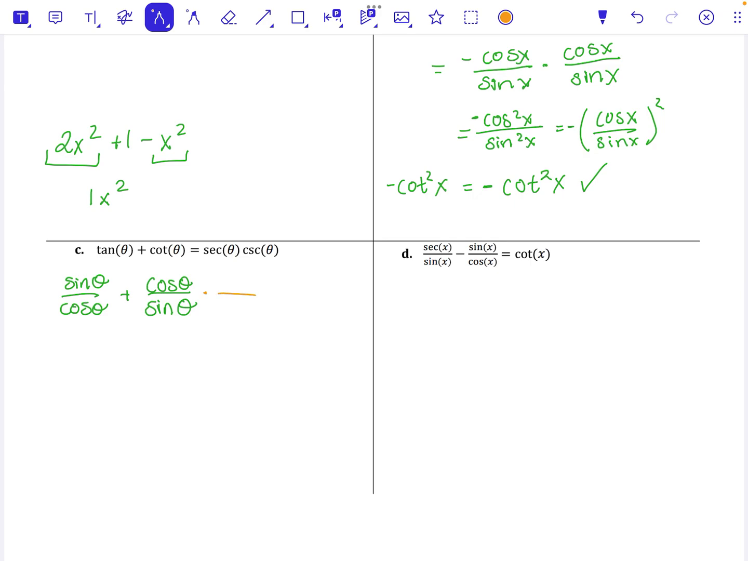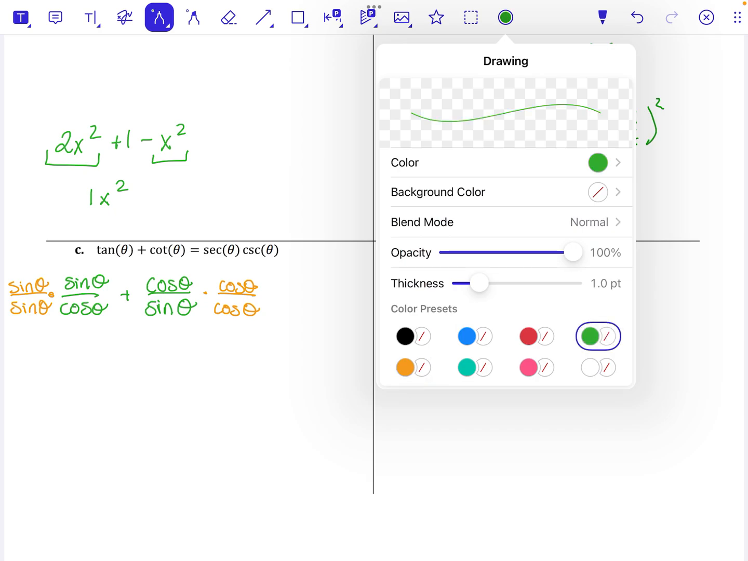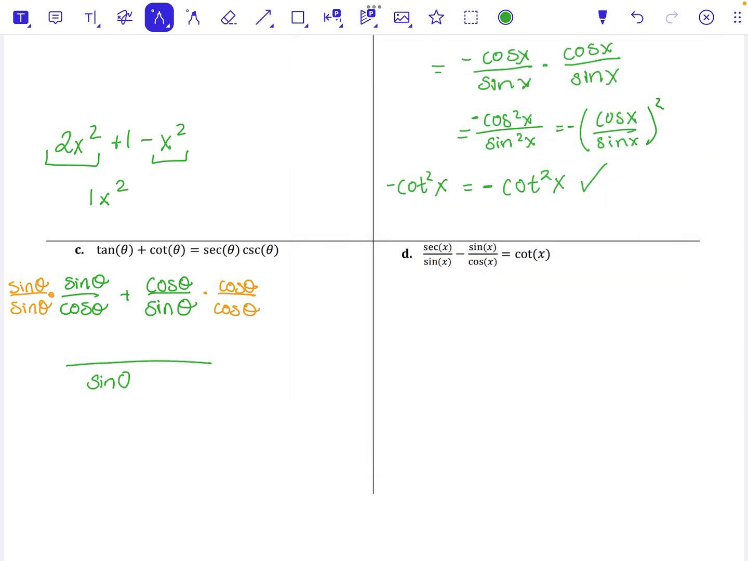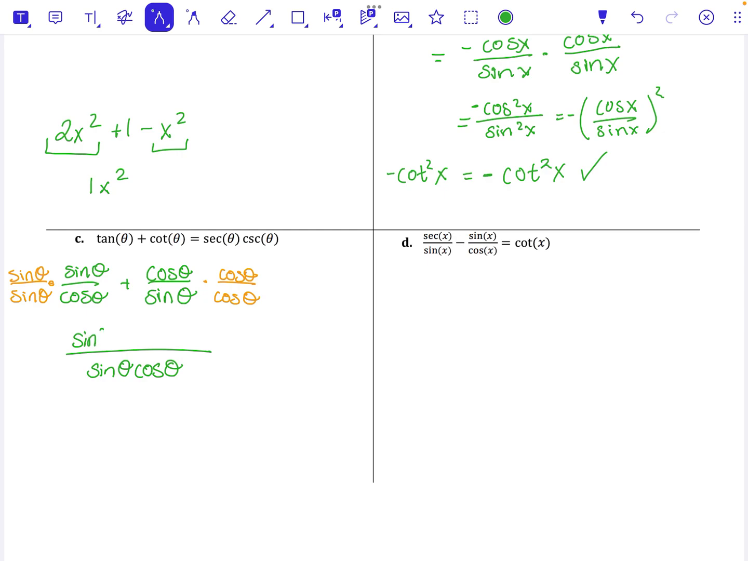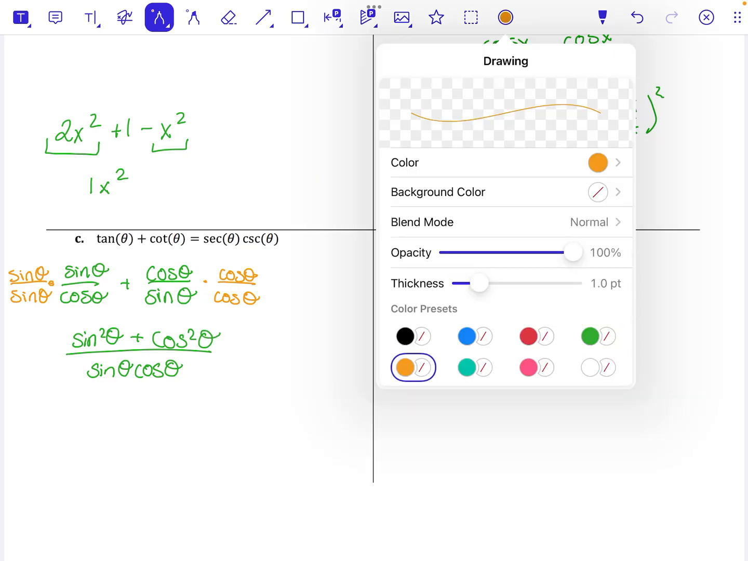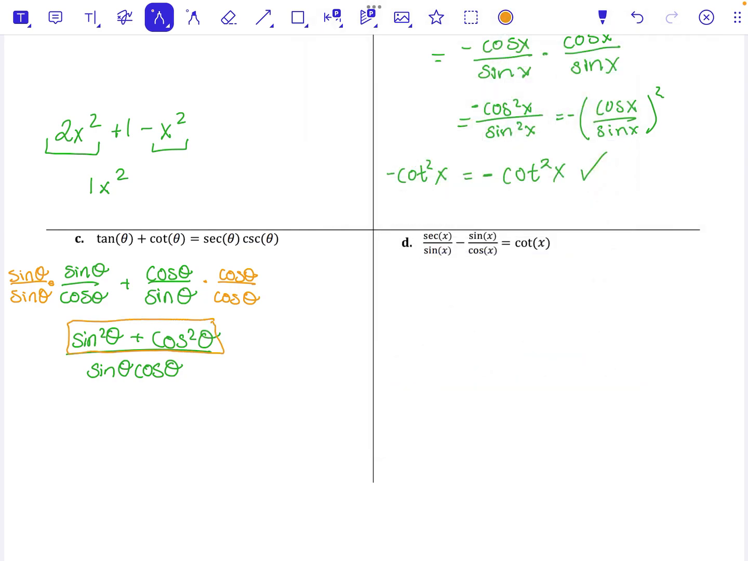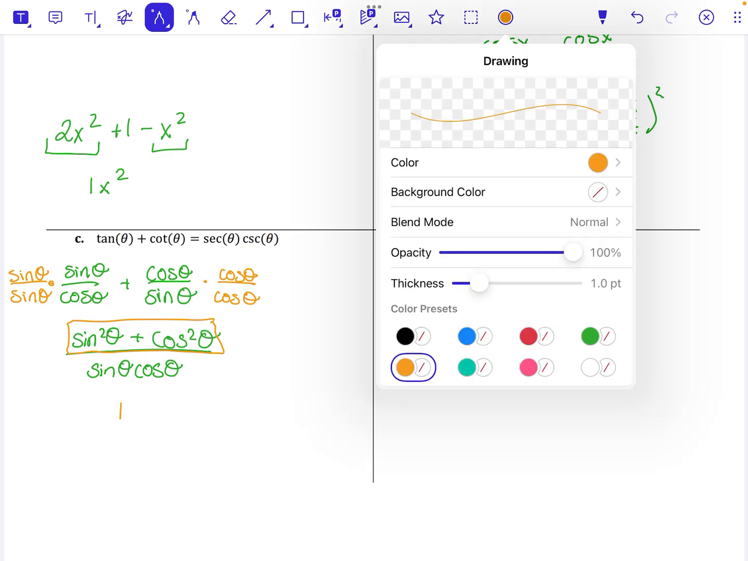So we're going to multiply here by cosine of theta over cosine of theta, and over here by sine of theta, so that I can get a single denominator of sine theta cosine theta. And then notice on the top I got sine of theta times sine of theta, which is sine squared theta, and cosine of theta times cosine of theta, which is cosine squared theta. And you might have alarm bells going off in your head because this is our Pythagorean identity equal to 1.